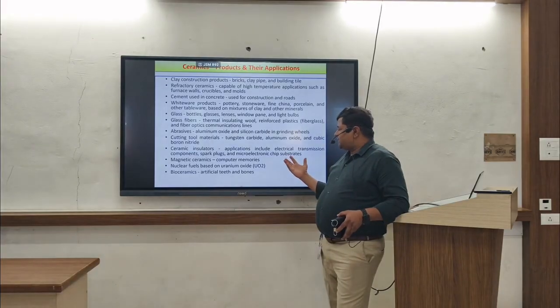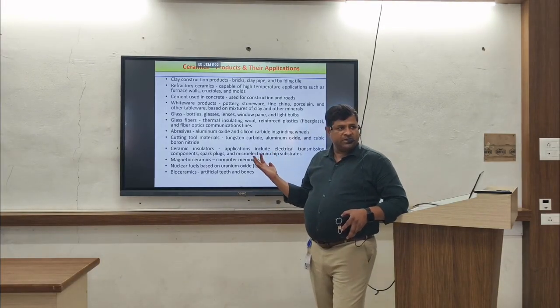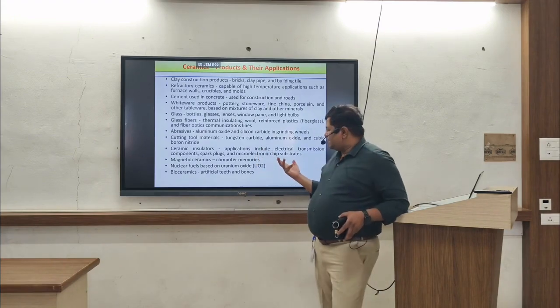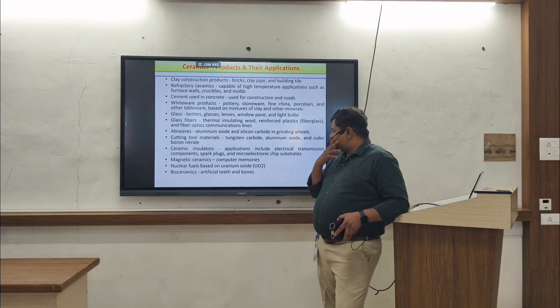Then magnetic ceramics are there. Computer memories like your hard disks. Hard disks are made from the ceramic material. Okay, 1 TB, 2 TB, like whatever the capacity is. Then nuclear fuels based on uranium oxide.